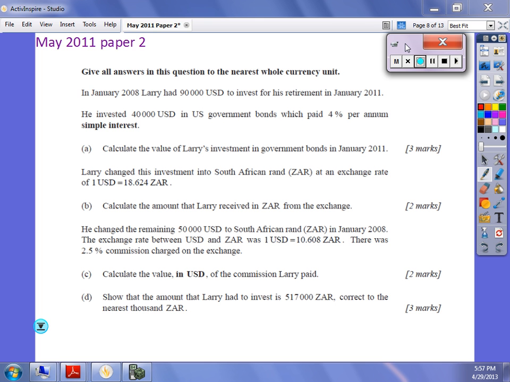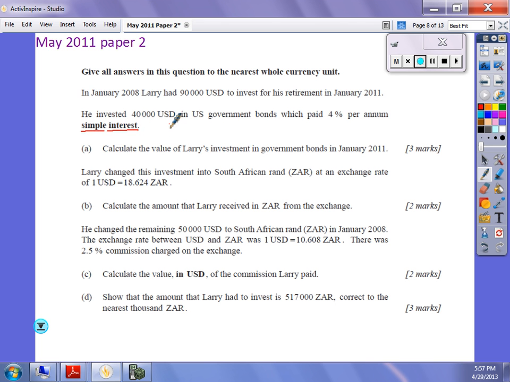I'm thinking about Larry here, and in January of 2008, Larry had $90,000 in US dollars to invest for his retirement in January of 2011. So he takes his $90,000 and invests it in two spots. He takes $40,000 US dollars and invests in bonds, and the bonds are paying 4% interest, and that interest is calculated using the simple interest formula. And we're asked to calculate the value of his investment in January 2011.